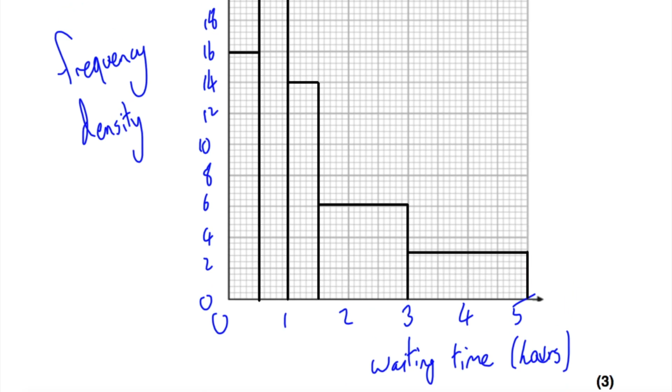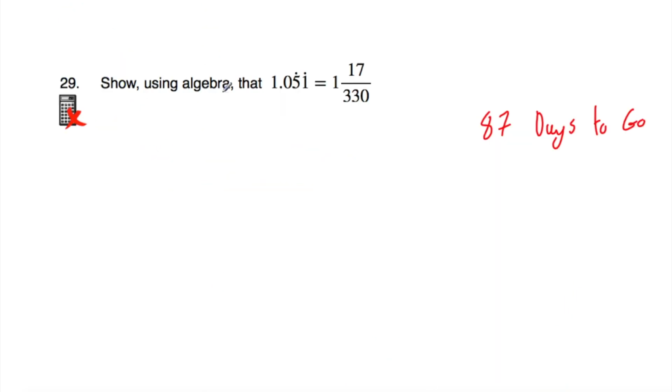Okay, let's have a look at our next question. In this question, we've been asked to show that this recurring decimal is equal to 1 and 17/330ths. So let's start off with this recurring decimal. Let's call it x. So x equals 1.05155151 and so on. Now that's x.